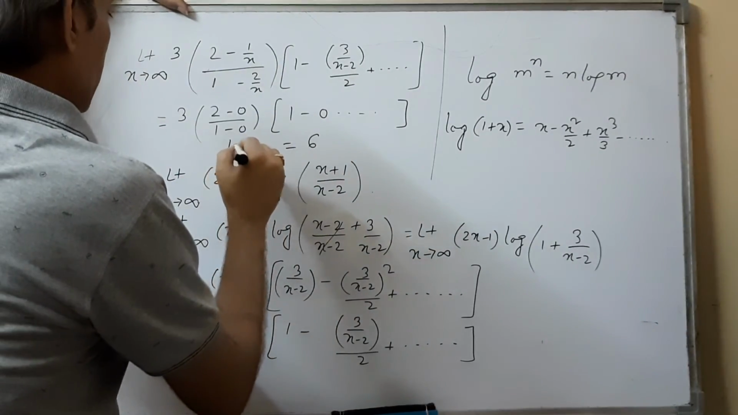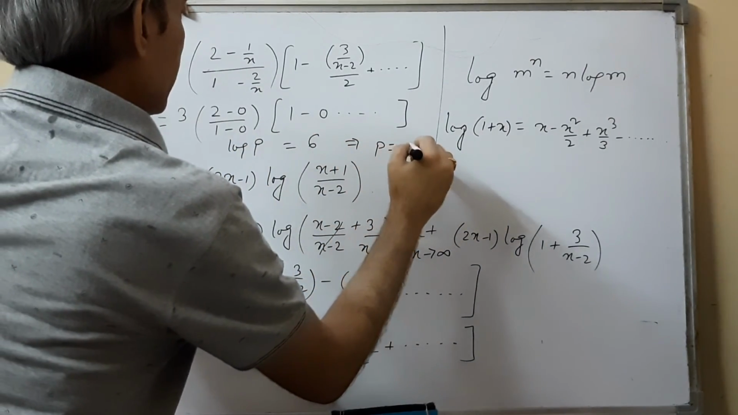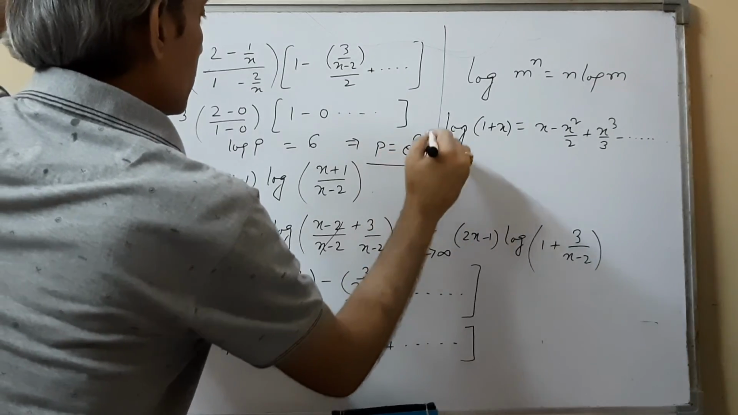So this is the value of log p. Then what will be p? P will be e raised to the power 6. So this is the final answer.